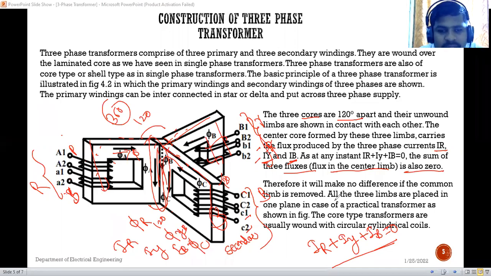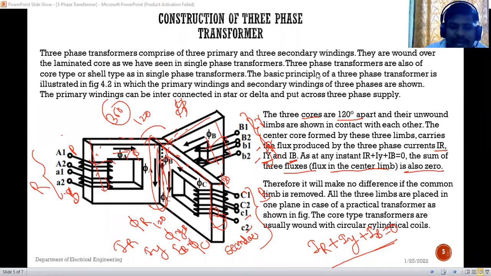All the three limbs are placed in one plane. In case of practical transformer, as shown in this figure, I will show it in the next figure. The core type transformer are usually wound with circular cylindrical coil. याच्या भोवती ज्या काही coil use केलेले आहे, it is the circular cylindrical coil. That means limb can be constructed as a cylindrical drum-like structure, and above that we wound a winding, that is primary as well as secondary, or it may be tertiary winding.